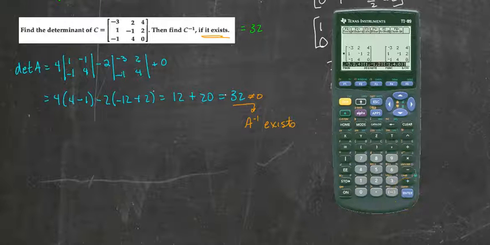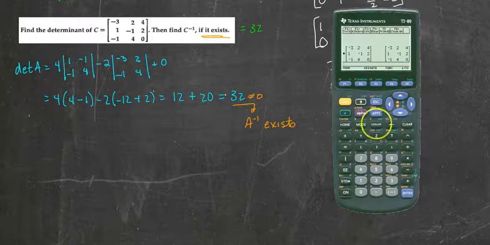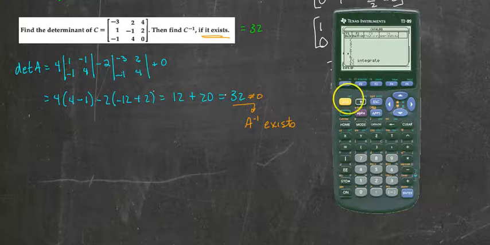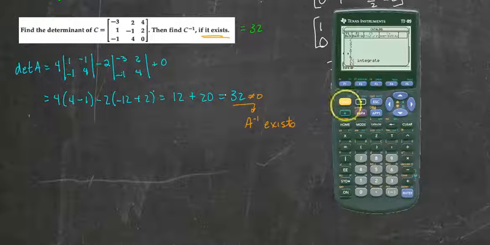And I like to enter it that way just to see that I've entered it correctly. -3, 2, 4, 1, -1, 2, -1, 4, 0. So I've done it exactly correctly. Now I can do work with it. First thing I want to do is just do reduced form. I just want to look for row echelon or reduced echelon form.